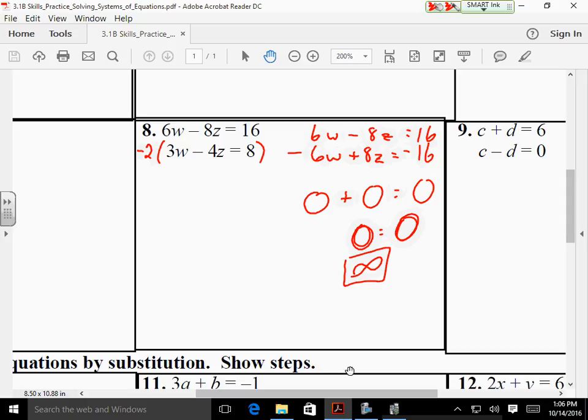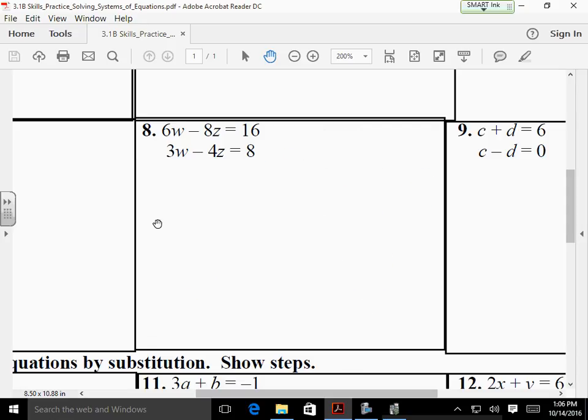Now, if you ended up with something where at the end it was 5 equals negative 5, that's not true. And that would be a no solution. Let's see if we get one of those in a minute. All right, so that's elimination method. Let's look at substitution.